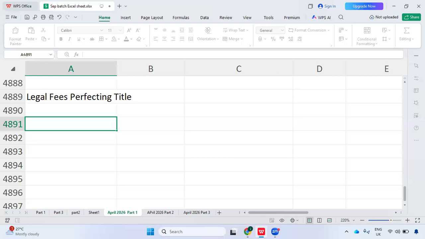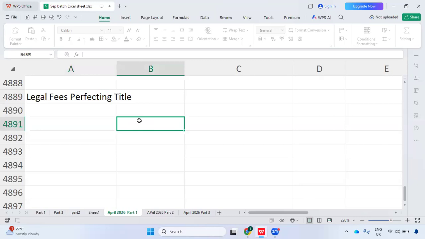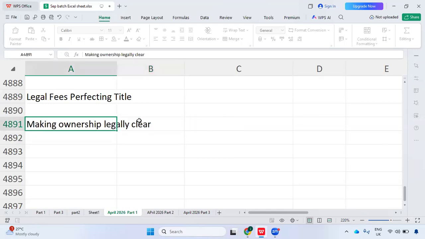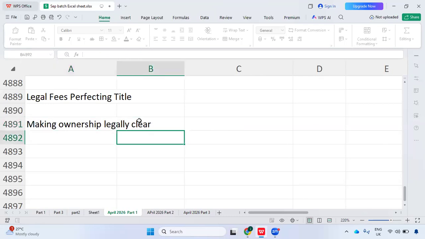This is legal fee for perfecting title. So this is very important, guys. The previous ones might not be important, but this is very, very, very important in the exam. So what does perfecting title mean? Perfecting title means making ownership legally clear. Whatever we pay to make the ownership legally clear will be added to the basis.